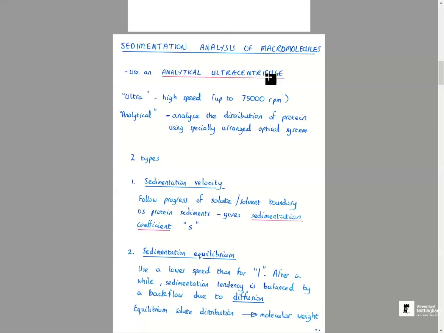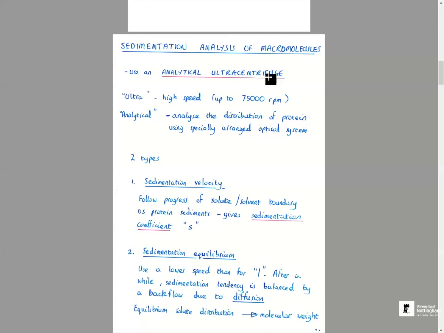So the sedimentation rate, as measured by these Svedberg units, depends on how big the particles are, how big your proteins, your nucleic acids, or whatever they are, and also how extended the particles are. Generally, larger particles sediment faster and compact particles sediment faster.